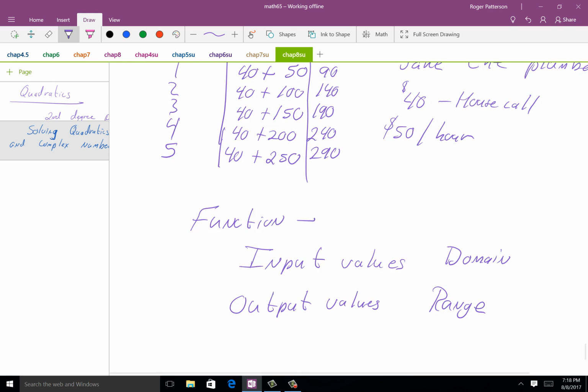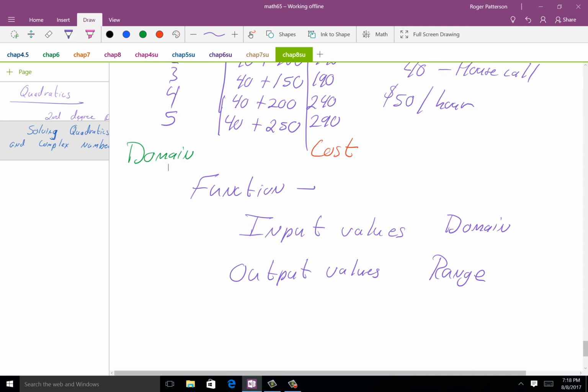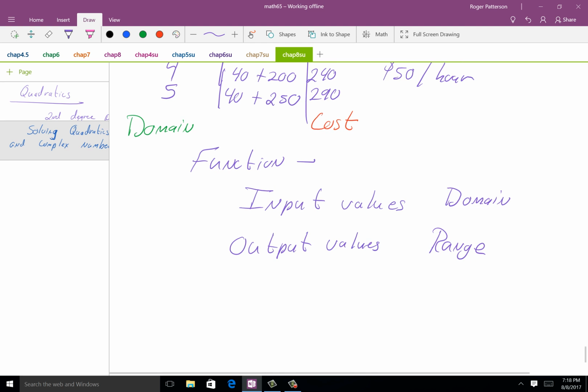So in this case, the hours would be the domain, that's your input, and the cost would be the range because that's the output. Okay? Domain and range. Now, here's what a function is defined as.